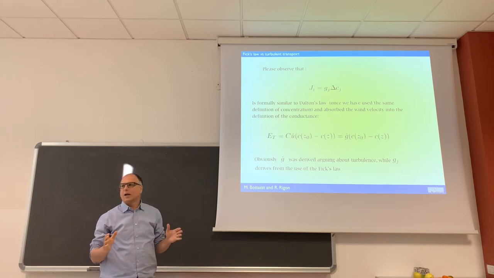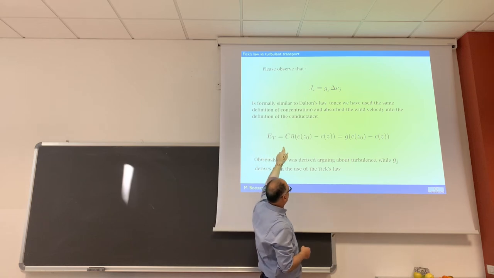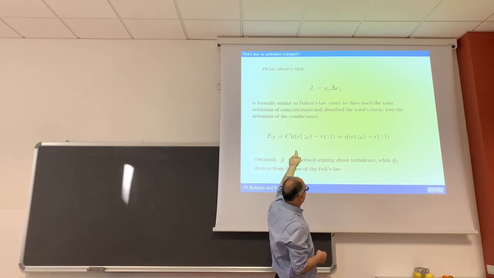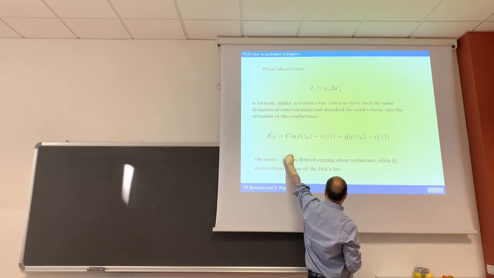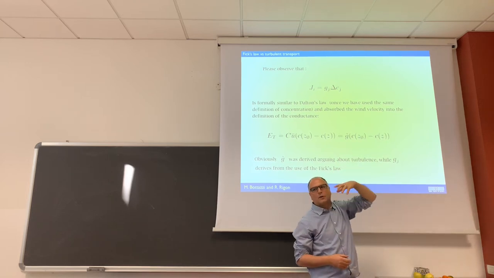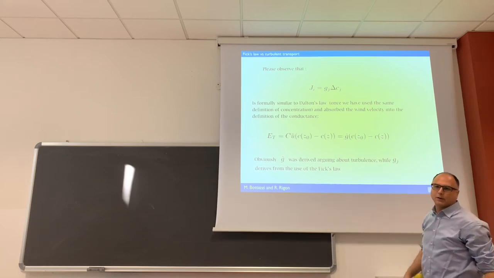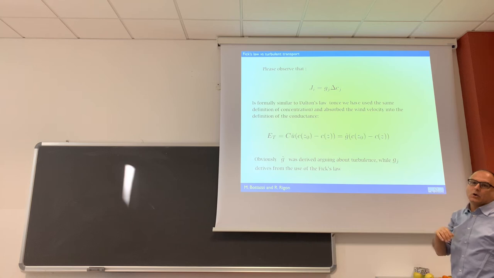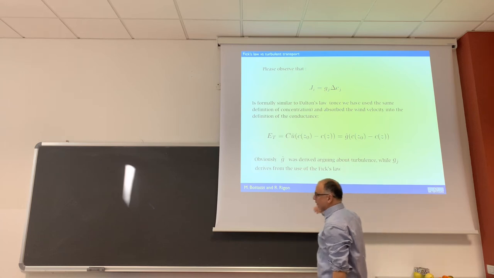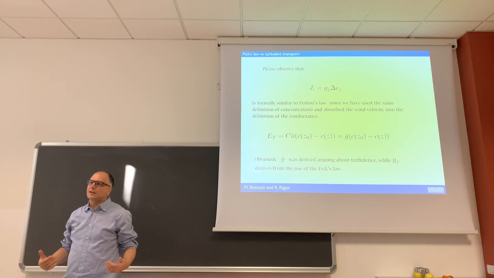Formally, this law is absolutely equal to the Dalton law. That's the way people used to put it. So this is the Dalton law. As I wrote before, instead of CU, I include the U in the C, and I put G hat G, which is a conductance in this case, times the concentration of the vapor. This was the Dalton law. That is the law that drives evaporation close to the leaf. So they have the same expression. All the calculations I did before are still valid then.